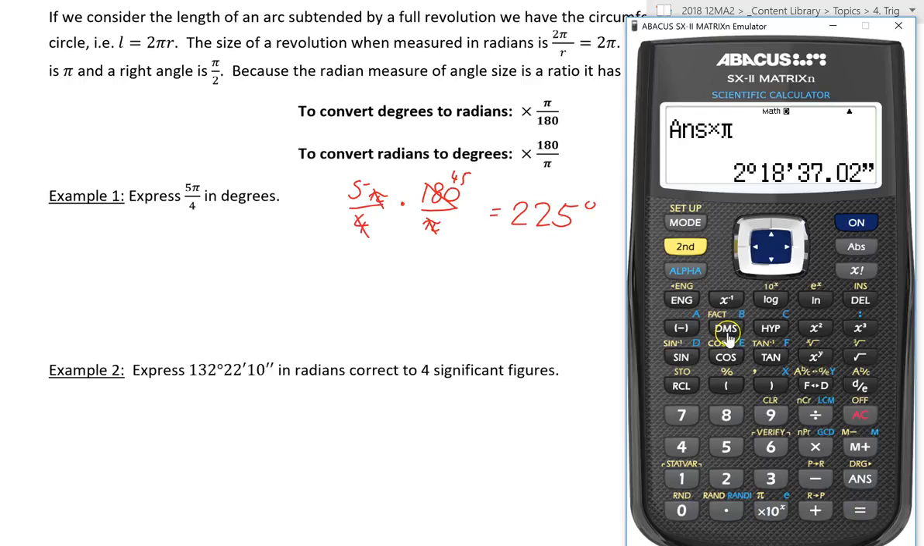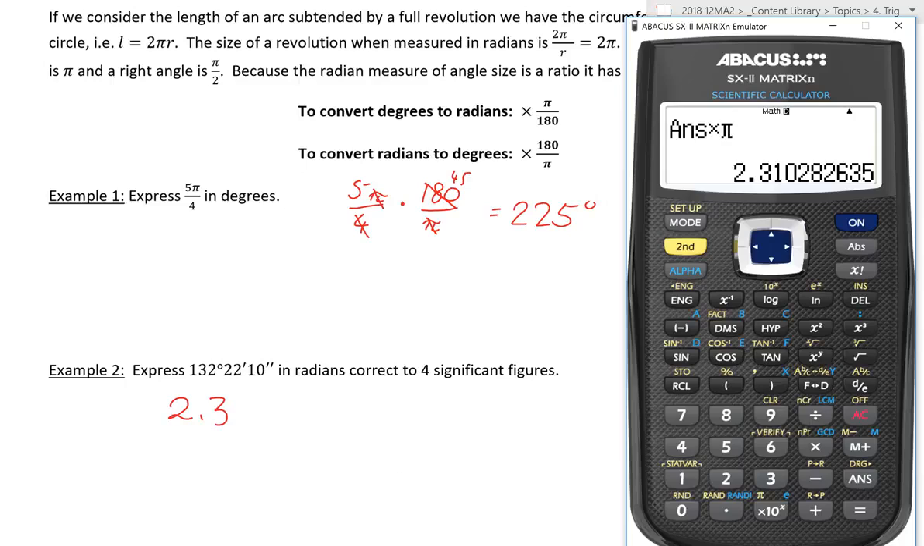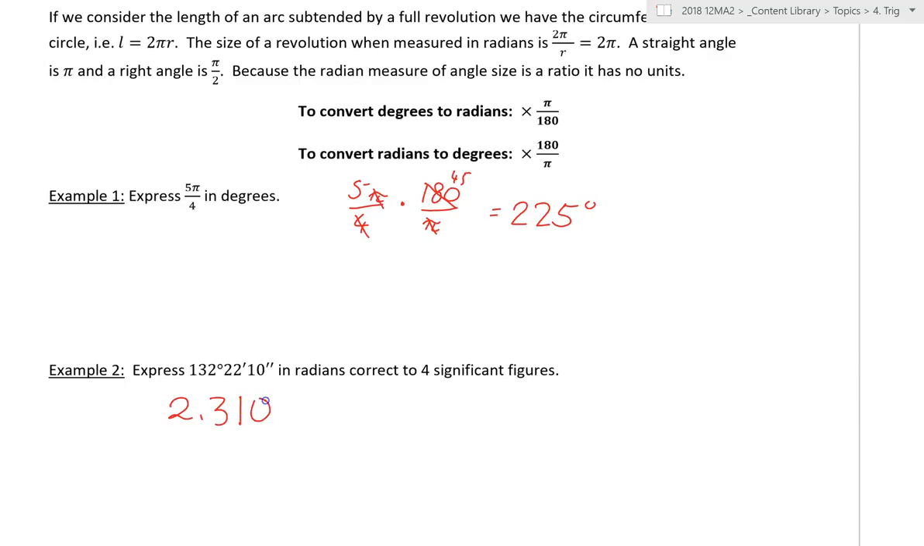So my answer is 2.310 to four significant figures. It doesn't have units, because this is a length divided by a length. It's a ratio, so there are no units to that.